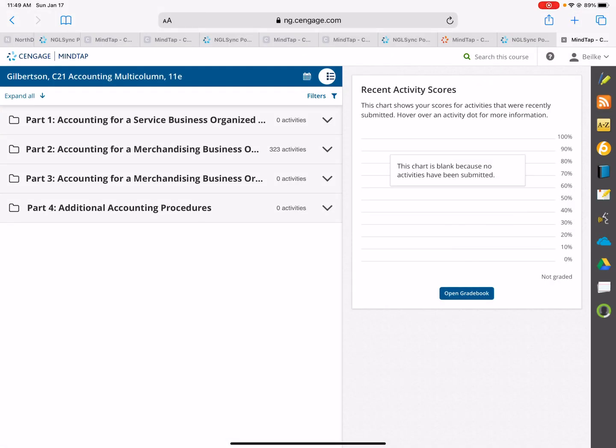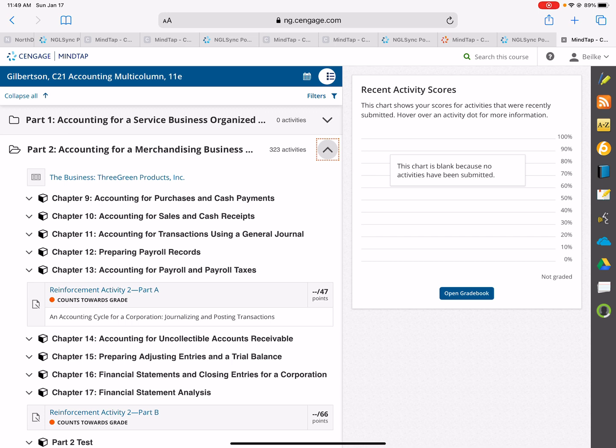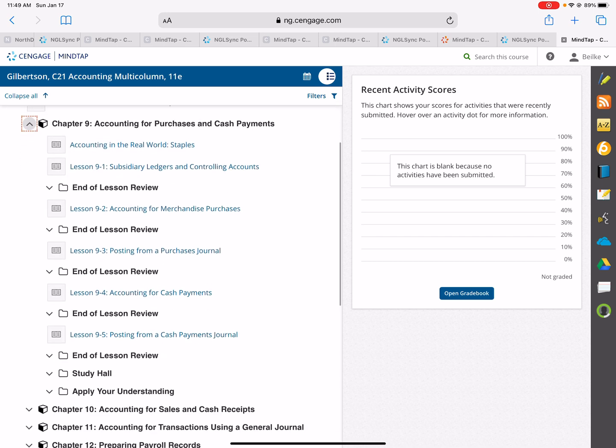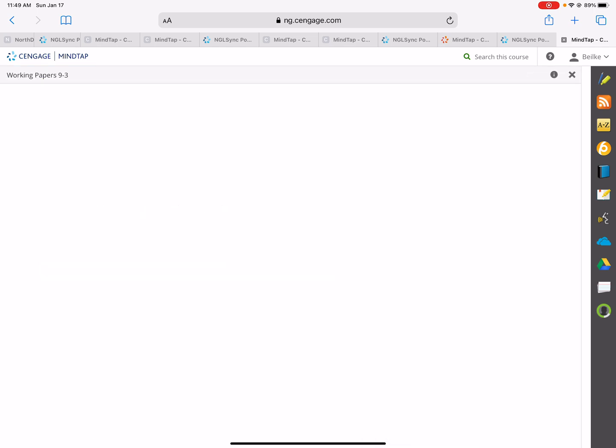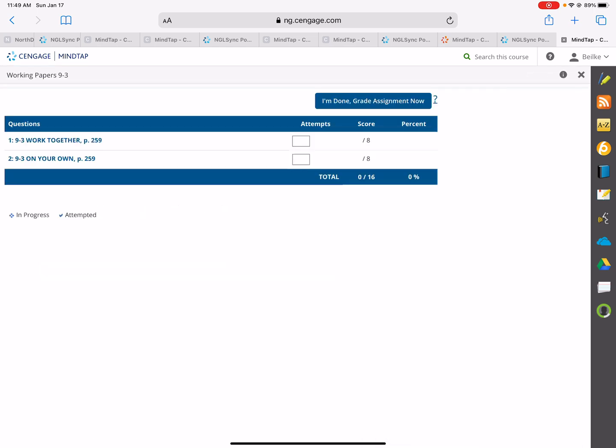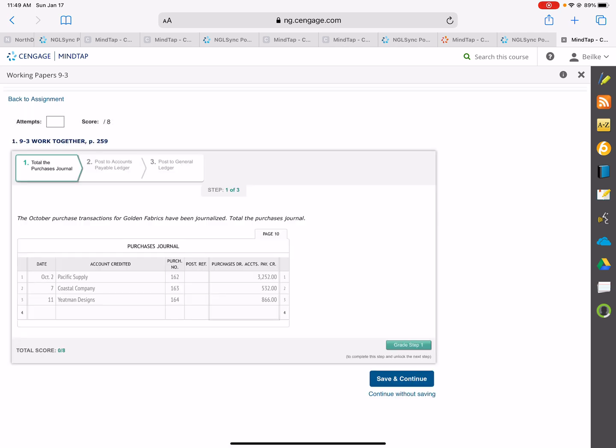Okay, we're going to go into our work together for section 3. So let's go into chapter 9, end of lesson 9.3. Go to our working papers and let's take a look at work together.